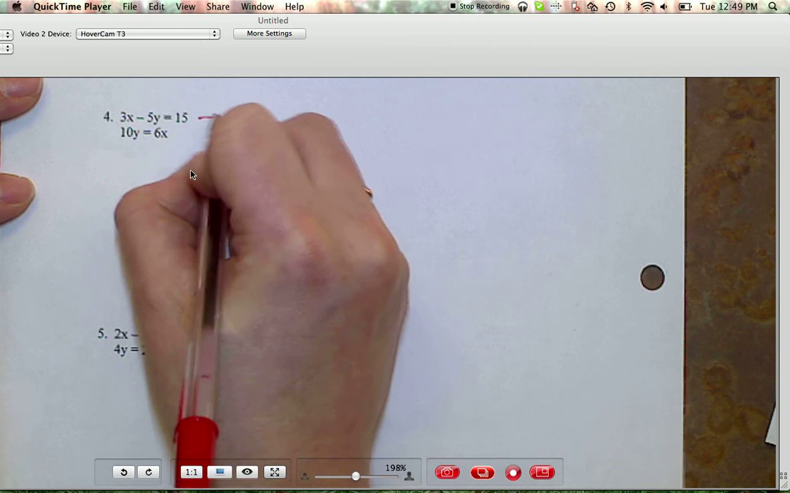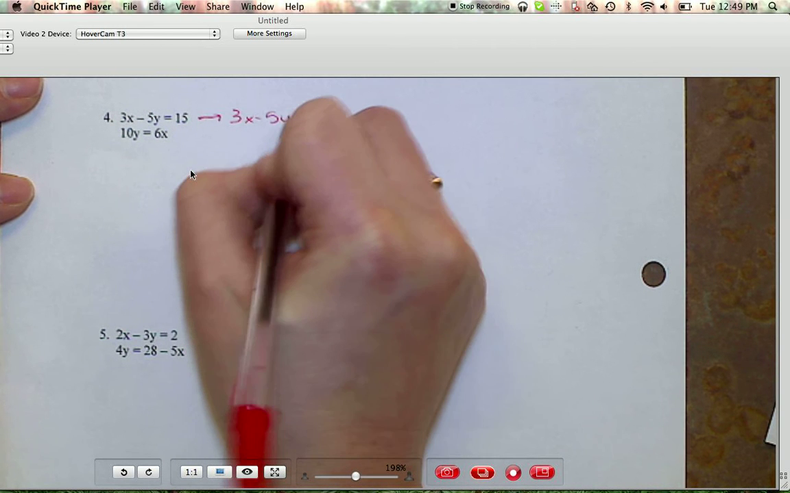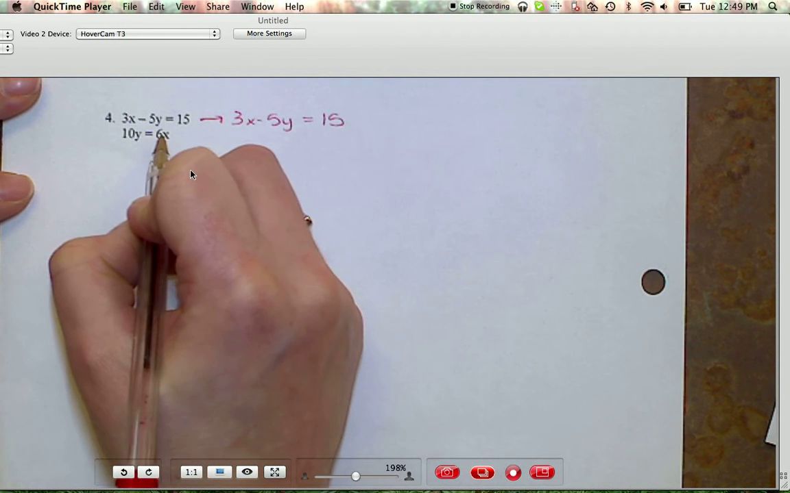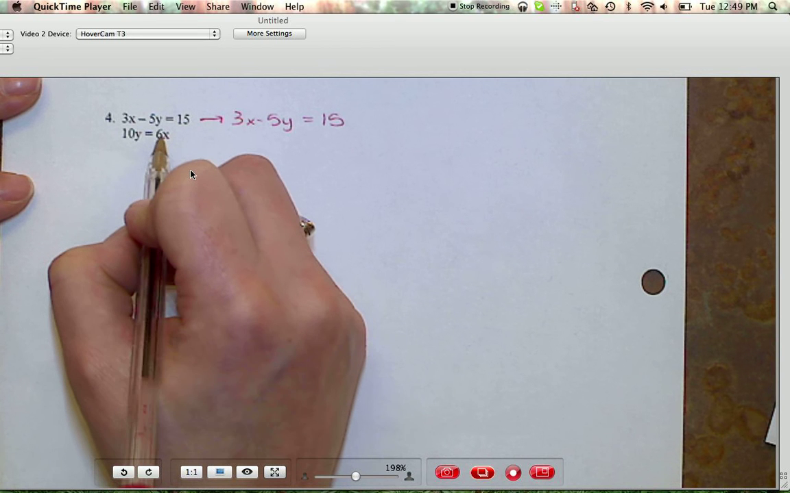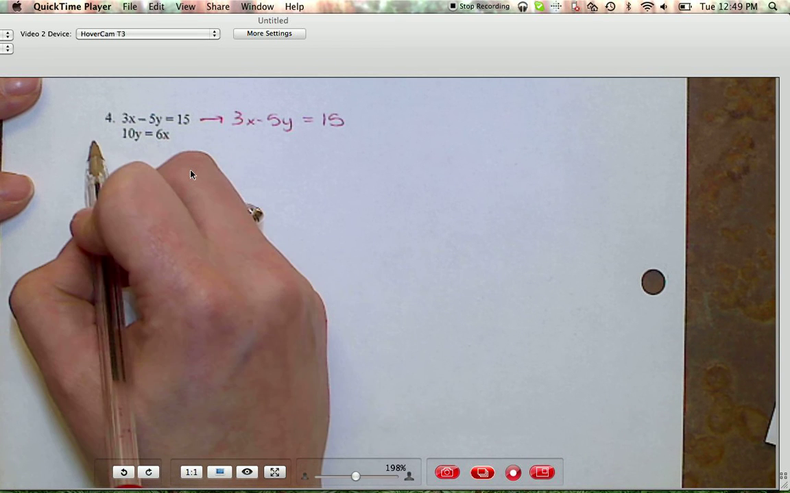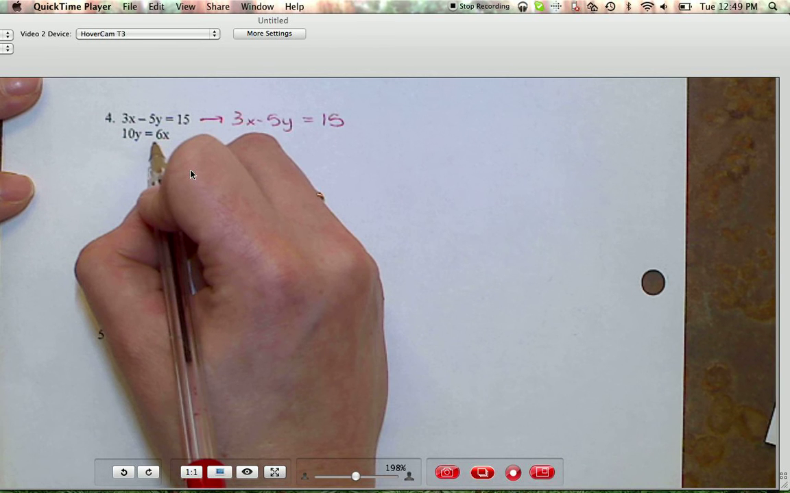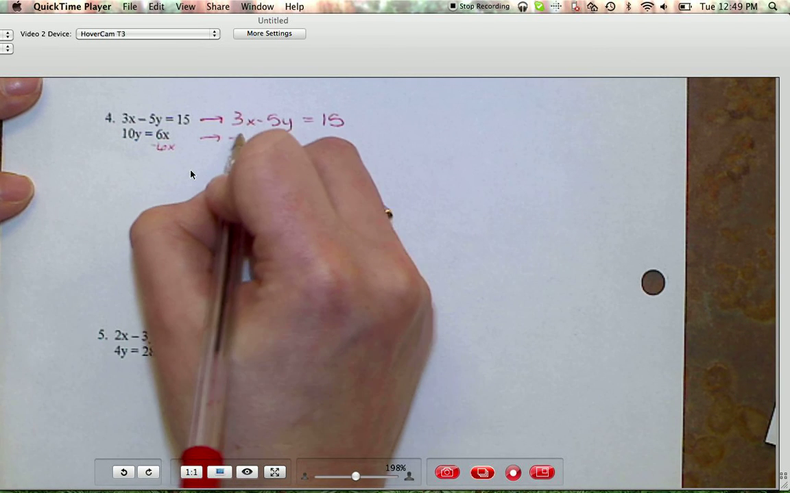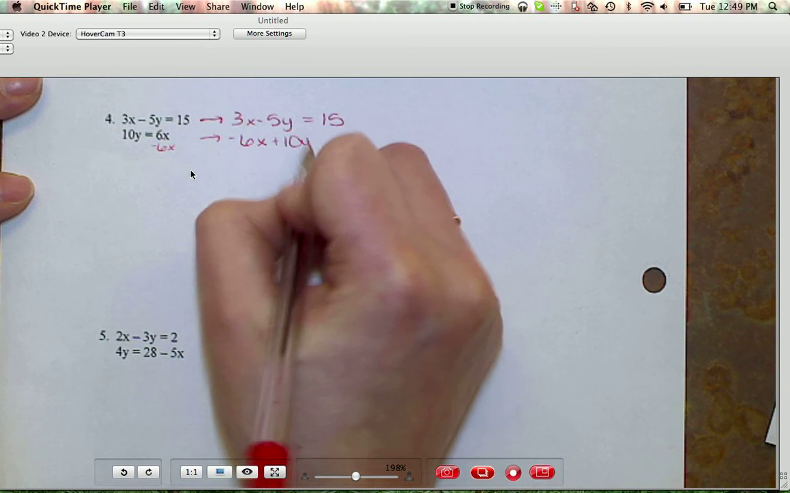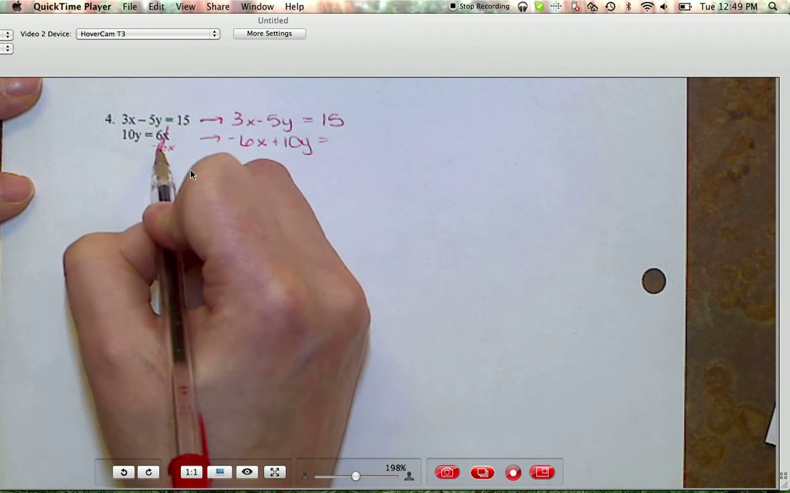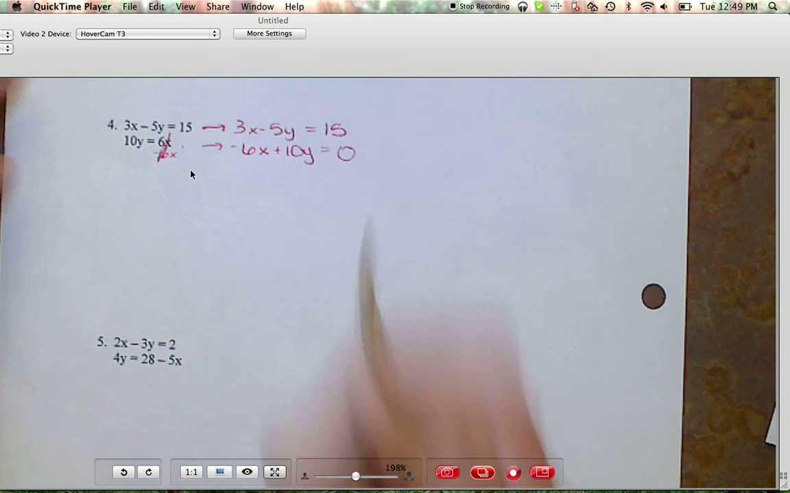This one's in standard form already, 3x minus 5y equals 15. This one, however, it looks funky. It's not in standard form because the x needs to be moved to the other side. So we move the 6x by subtracting it. So we get negative 6x plus 10y equals, nothing's left on this side, so you have to make sure you put that it's equal to 0.